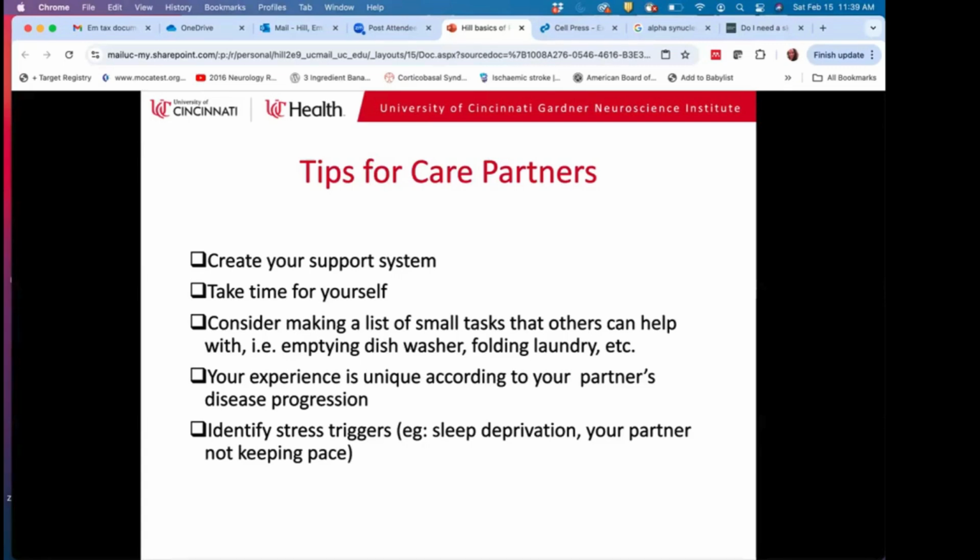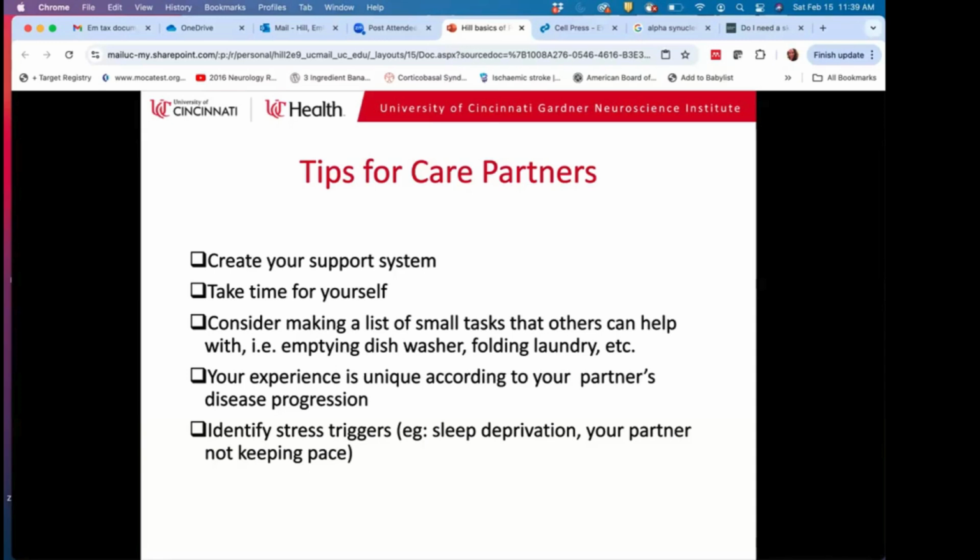It's time to ask. You do need to take time for yourself. You need to do whatever it takes to make sure you are getting out of the house and taking care of your basic needs as well. And then you can do small tasks that others can help with, because sometimes people say, let me know how I can help, and it's hard to know how to direct people. So think of little things it'd be nice to have help with, especially little chores around the house.